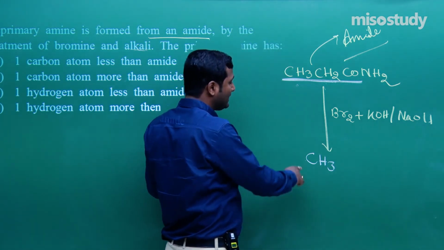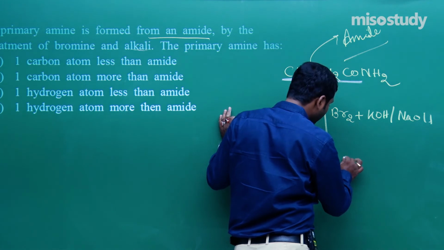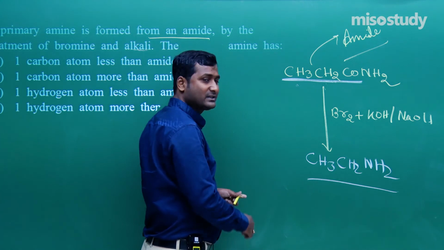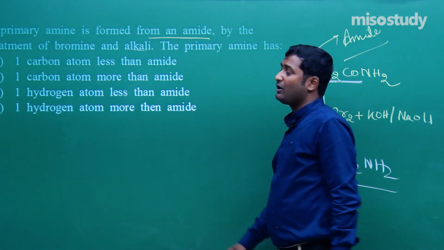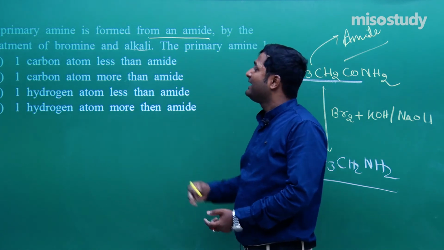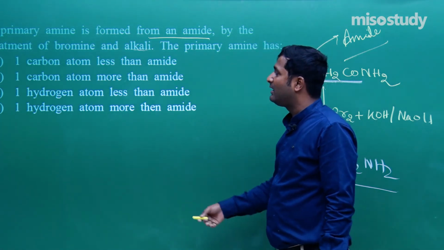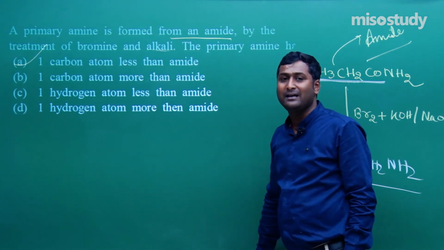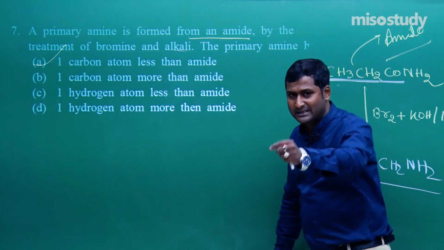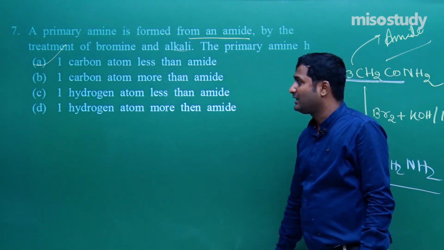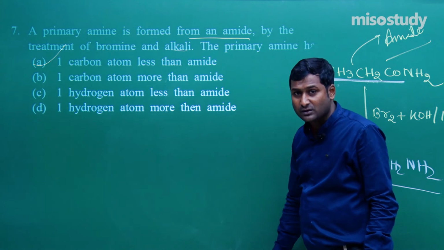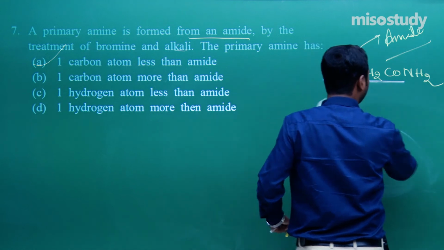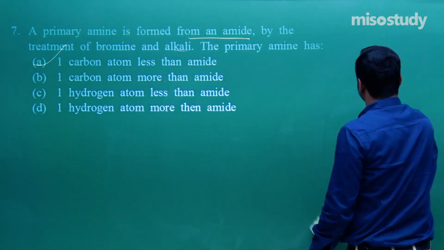So the product here is CH3CH2NH2, this is the product. Clear? So we can easily observe that in this case the amine has 1 carbon atom less than the amide. This is a completely theory based question. I think you can easily solve such kind of questions. Friend, I am going to rub this part and will move to the next segment. What will happen? Check it out.